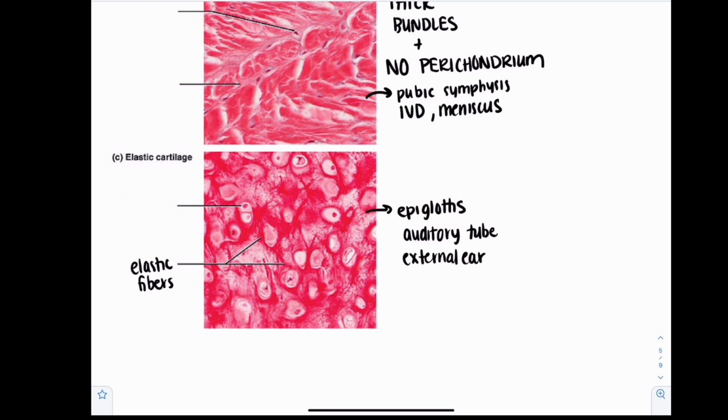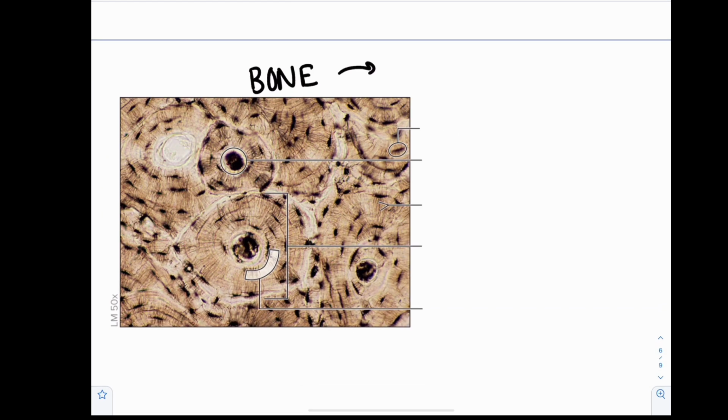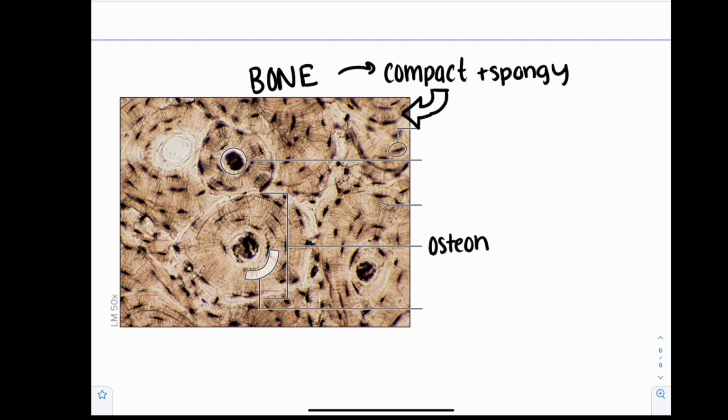The other supportive tissue type is bone. There are 2 types of bone tissue: compact or cortical bone, and spongy or trabecular bone. We will talk more about where these types are found next week. However, this week it is important to be able to recognize the histologic appearance of compact bone tissue and identify its general organization. The structural unit of compact bone is the osteon.